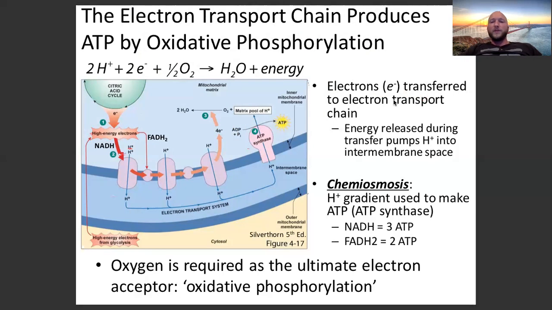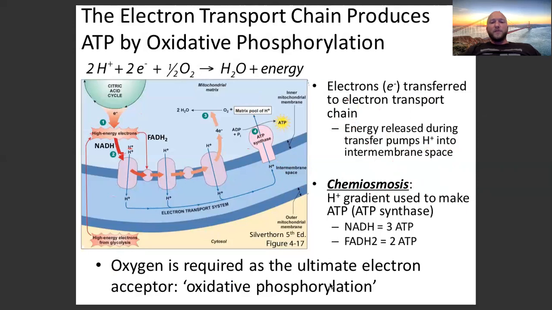So electrons are transferred to the electron transport chain, and the energy released during the transfers moves hydrogen ions into the intermembranous space. Chemiosmosis describes the hydrogen ions flowing from this intermembranous space through ATP synthase into the inner mitochondrial matrix and producing ATP.